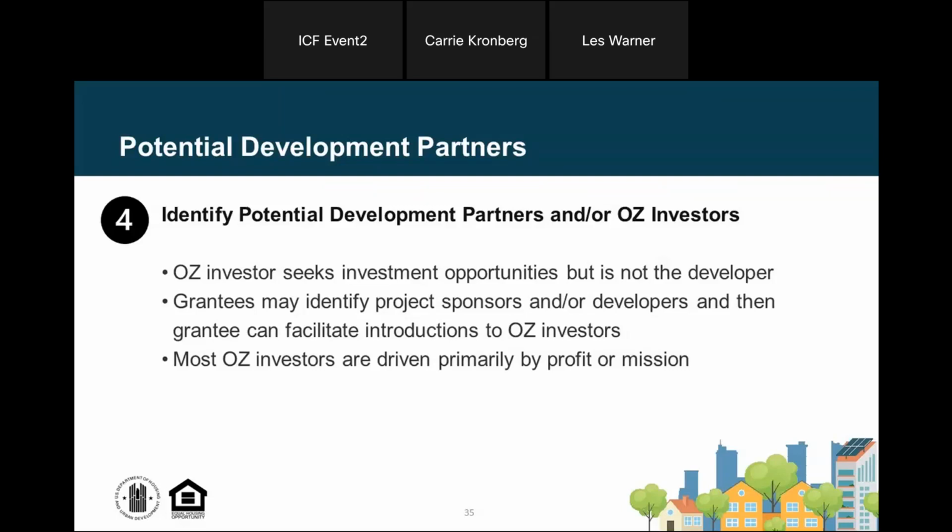Another way to attract potential partners is to consider providing incentives to developers who propose projects in an opportunity zone. And those are also in the e-guidebook. There's a section on that called How Can Grantees Create Incentives for Developers to Construct and Rehabilitate Affordable Housing in the OZs. And we'll discuss some examples of incentives in a couple of slides.